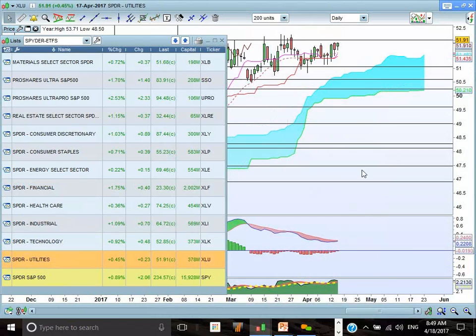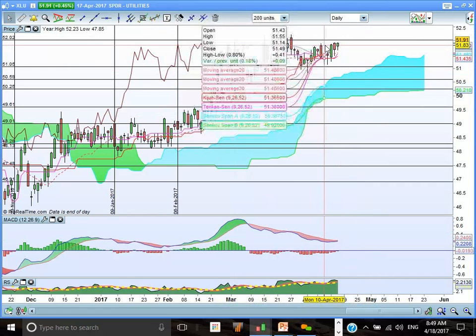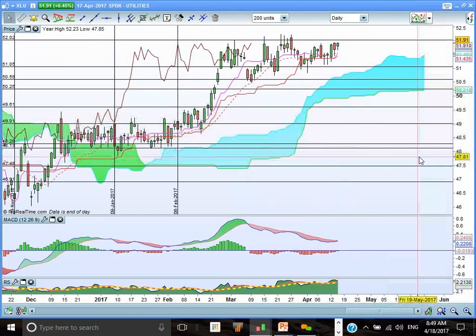Utilities, XLU, fighting old highs for resistance here. So we need to see a breakout past these highs. Otherwise, we could see consolidation back to the top end of the cloud. Still not had a MACD buy signal. The MACD sell signal still remains valid. So we need to see a breakout past these levels to be interested in this particular ETF. But so far, the downside risk is a drop back down to the top end of the cloud to test these support zones.